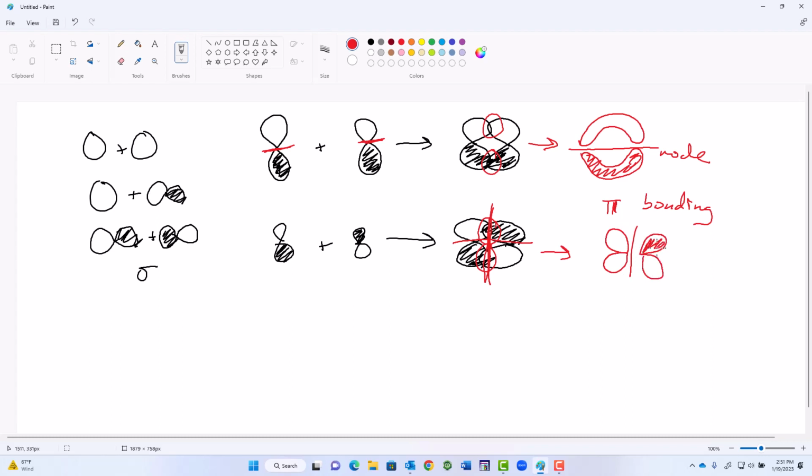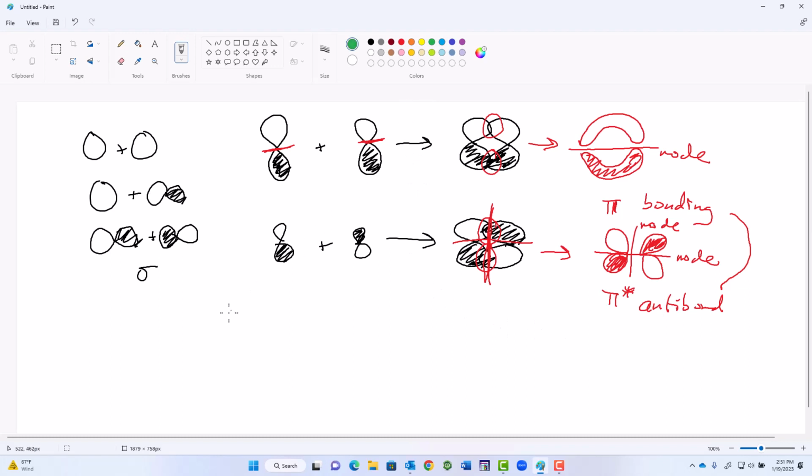And let's see, this one is colored in, and this one is colored in. So we have two nodes in the pi star. So this is a node, and this is a node. And we would call this our pi star bond, or pi star antibond, rather. So we have our pi bonding and our pi star antibonding. These always come in pairs, just like the sigma and the sigma star come together in pairs.